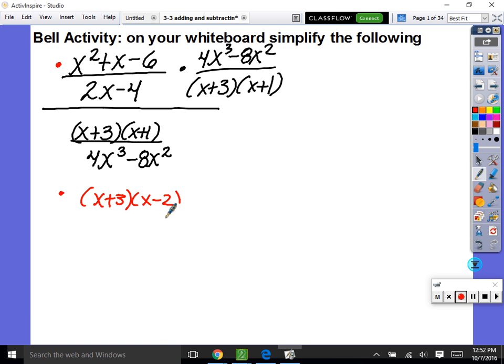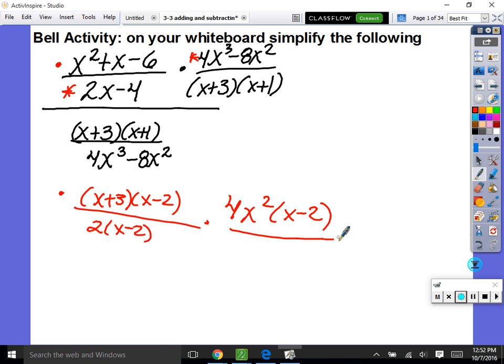And then what did this piece factor to be? Okay. And then what did this piece factor to be? Okay, good. And then this was already factored. All right. Now we factored it completely. We can divide out exact factors only. X plus 3 on top, x plus 3 on bottom, x minus 2, x minus 2.